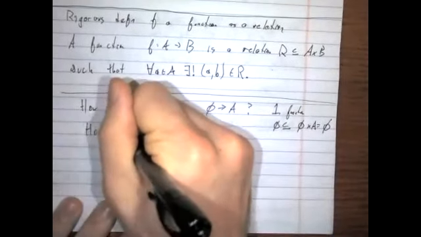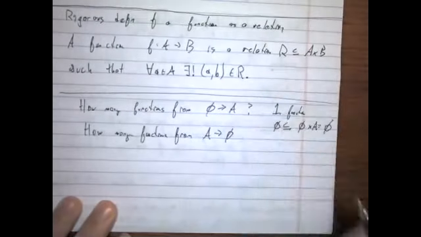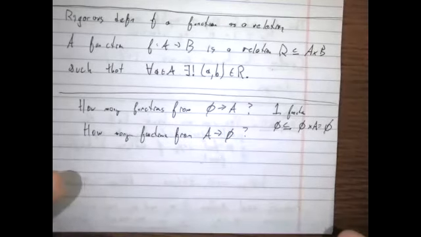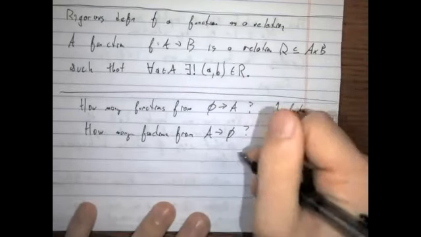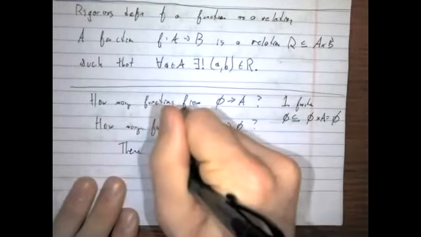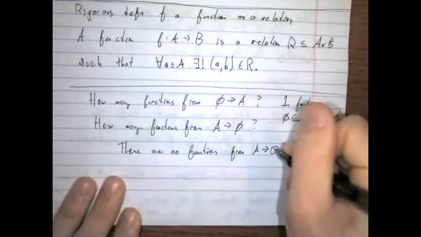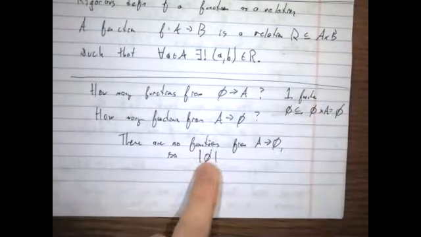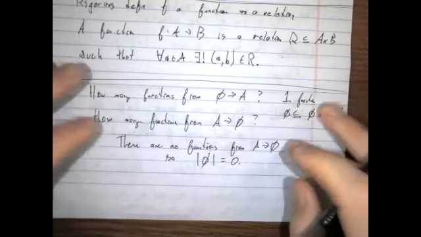How many functions are there from A to the empty set? The set of functions from A to the empty set is the empty set. There are no functions from A to the empty set. So the cardinality of the empty set is what we're after, and the cardinality of the empty set is equal to 0. These weren't worth too many points, but they were commonly missed.